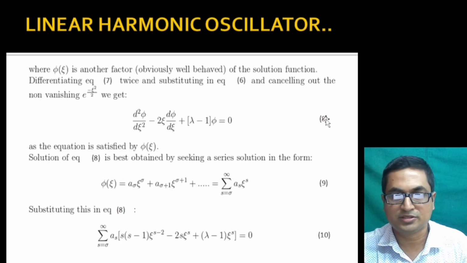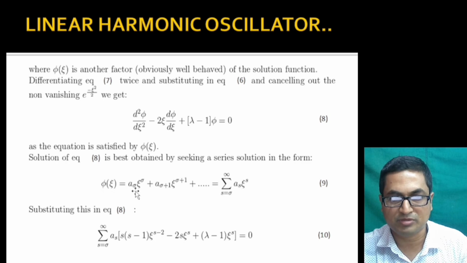Now equation 8 is the time independent Schrödinger equation incorporating phi, and we need to solve this equation 8. For that we use the famous Frobenius method to find a series solution, with a solution like this: coefficients a sigma xi to the power sigma plus a sigma plus 1 xi to the power sigma plus 1, put in a summation like this, a s xi to the power s, where s goes from sigma to infinity, equation 9. So putting this 9 back in equation 8, we get an equation like this.